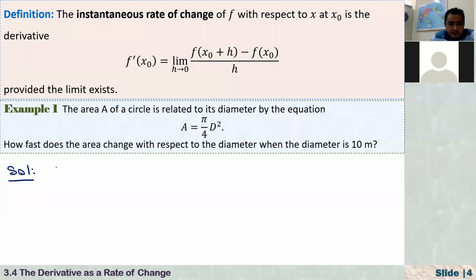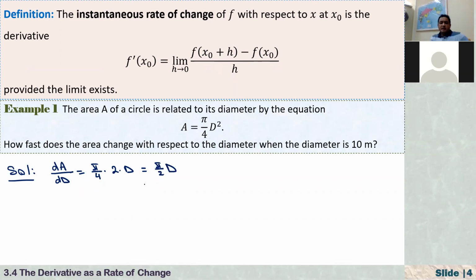Solution here. So the derivative of A with respect to capital D, what is it? Pi over 4 is just a constant number. And D squared is a power function, right? You take the 2 to the front. Here we have 2 times D to the power of 2 minus 1. That's equal to just D, which gives pi over 2 D.